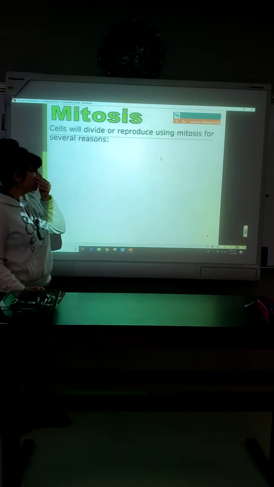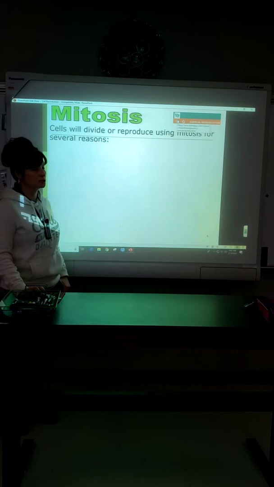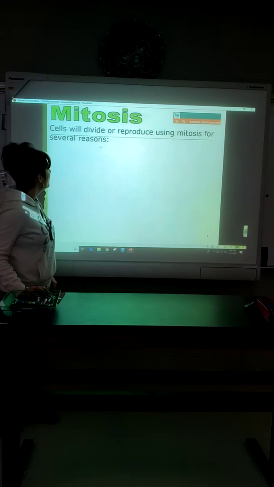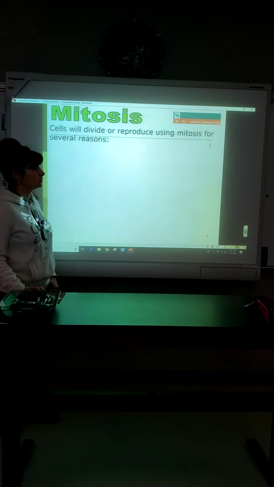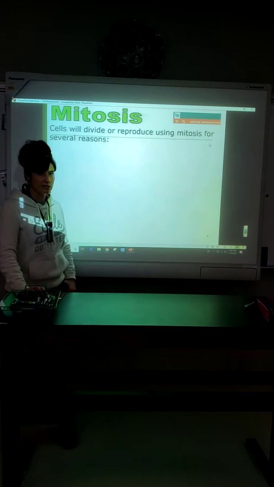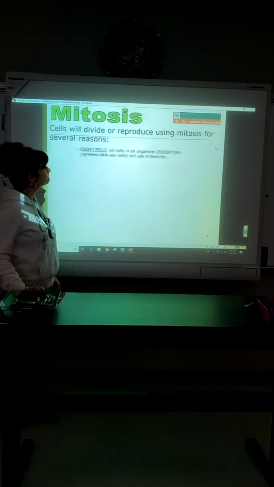Okay, another BrainPOP. Here we have asexual reproduction and those specifics, and so I'll let you watch that on your own. But cells are going to divide and reproduce using mitosis for several reasons. So this is an important slide. You definitely are going to need to know the information on this, which is slide number 6.